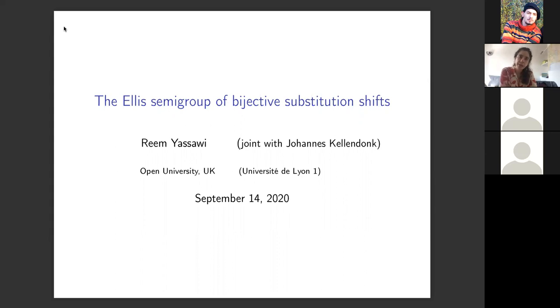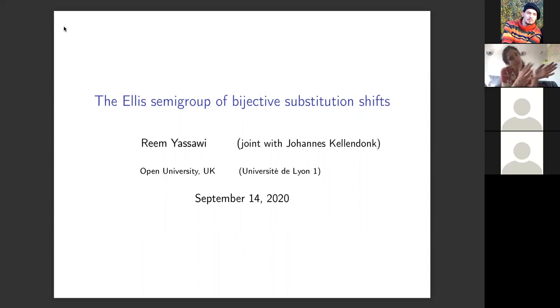So what I'm going to do is start with complete basics. There's a slide reminding you of all the definitions for semigroups. Then I'll talk about matrix semigroups, which are important for today's talk. Then I'll talk about the Ellis semigroup, the enveloping semigroup, to define it and give you some basic facts that are good for us today.